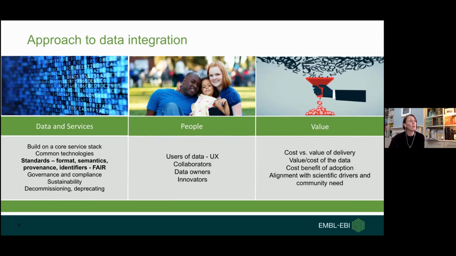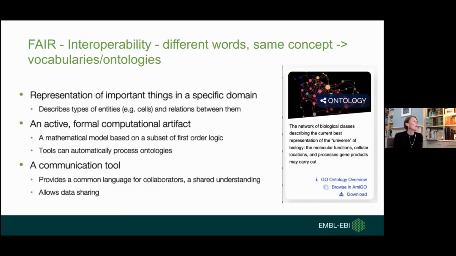And then for the value piece, obviously, we cost money. If we've got 390 petabytes of raw storage, that's quite expensive. But we have to look at the value and cost and usage of the data in the context of that cost, the cost benefit of adoption for our integration strategies, because that matters too, and how we align with the scientific drivers community need. And so next I'll talk about some of the challenges we have about scientific drivers and community need. So I'm particularly interested in interoperability for integration.